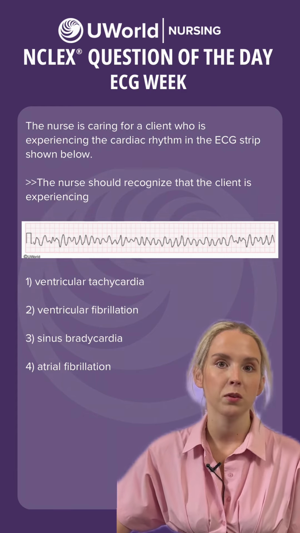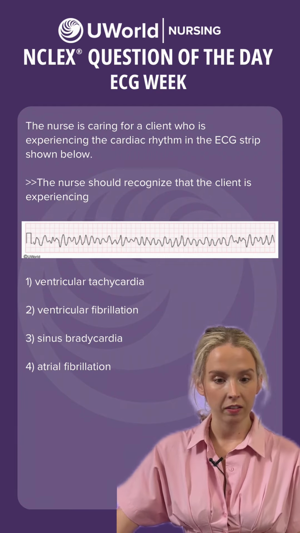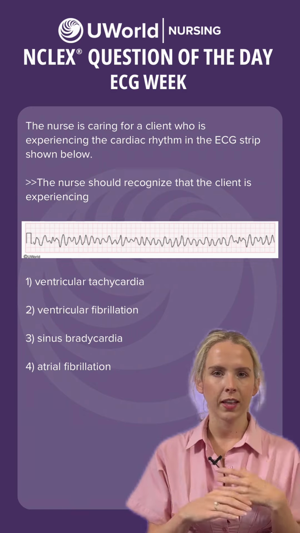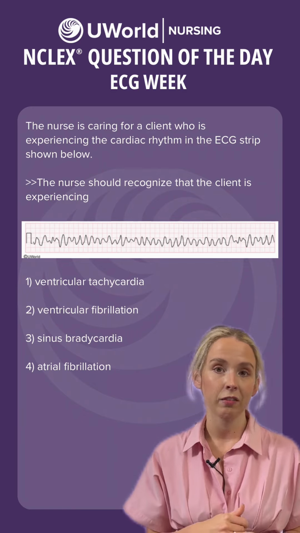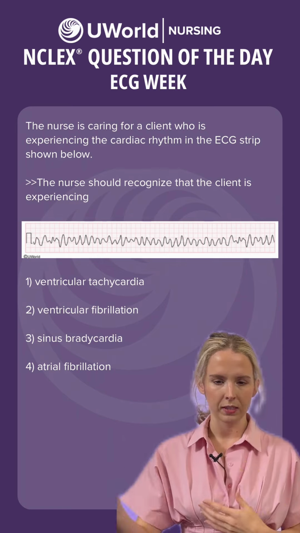So our correct option today is going to be option number 2, ventricular fibrillation, or VFib, as you may have heard it. So in VFib, our ventricles are quivering, they are completely disorganized. This is a life-threatening dysrhythmia. You can remember that VFib vibrates, which is kind of what this strip is depicting here.